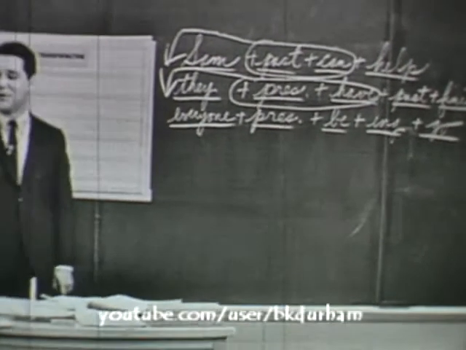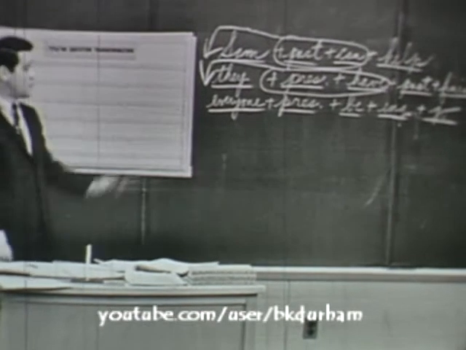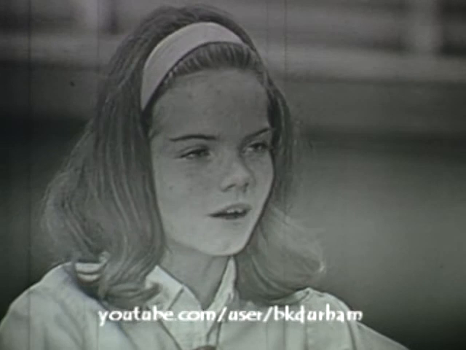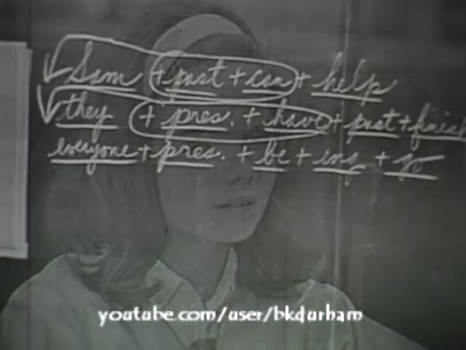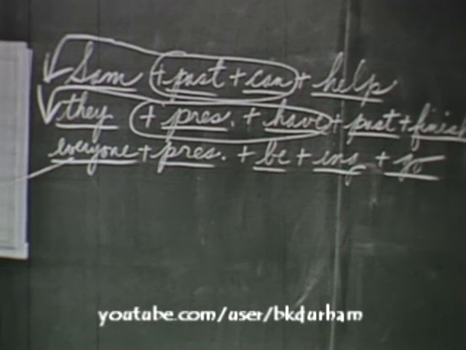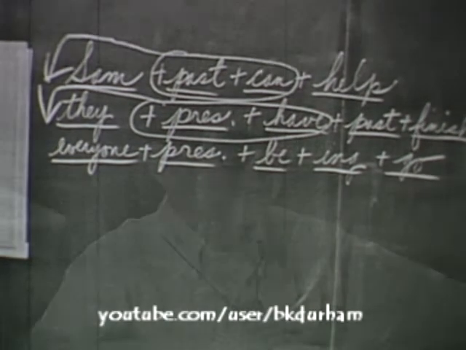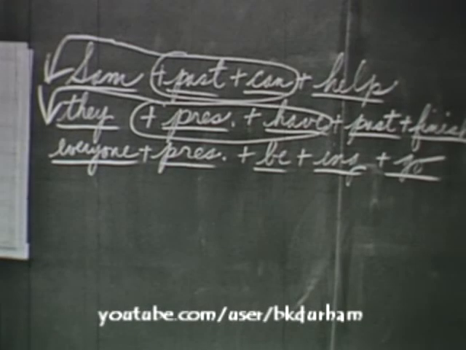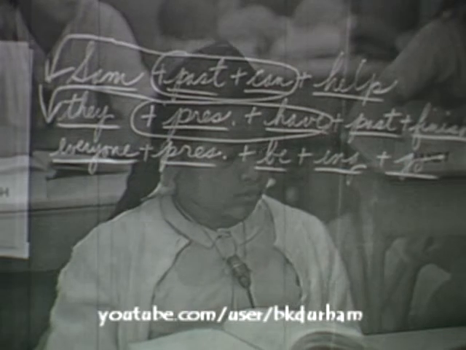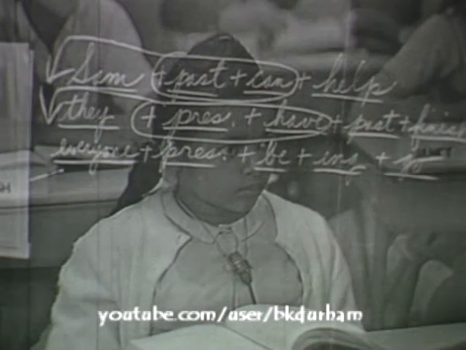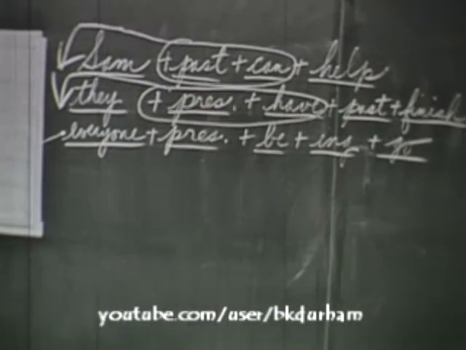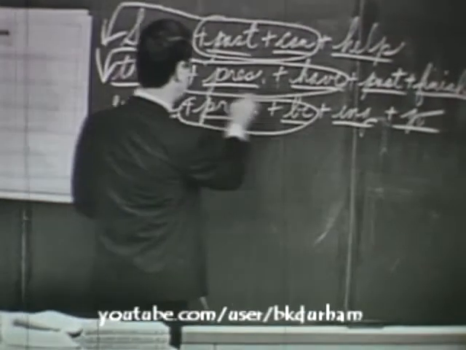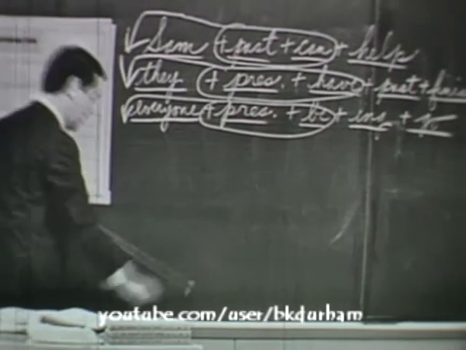All right. Very good. Beth, would you please read the third example? Everyone plus present plus be plus ing plus go. Very good. And David, would you please give us the sentence version of this morpheme string? Everyone is going. And Kathy, can you turn everyone is going into a yes-no question? Is everyone going? All right. And which morphemes did you move around, Kathy? Present plus be in the beginning of the sentence. All right. You put present plus be at the beginning of the sentence.